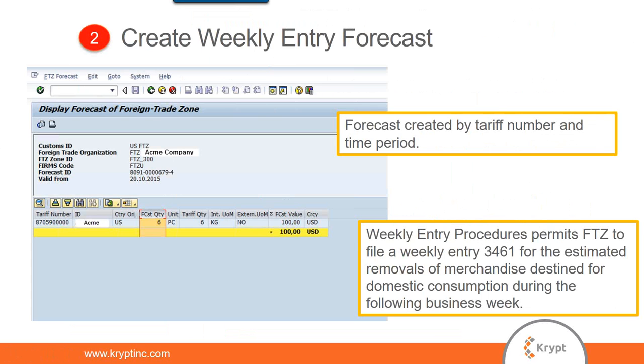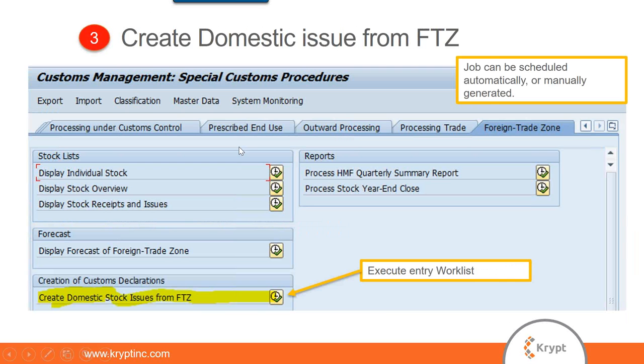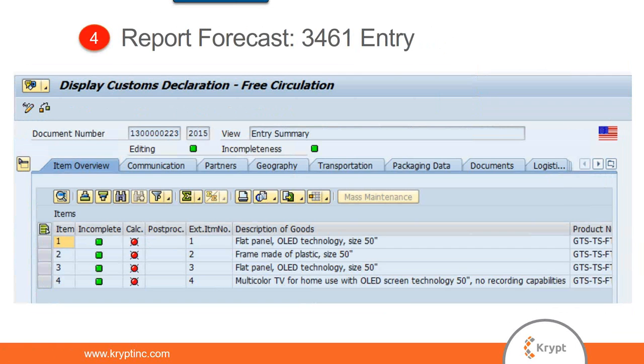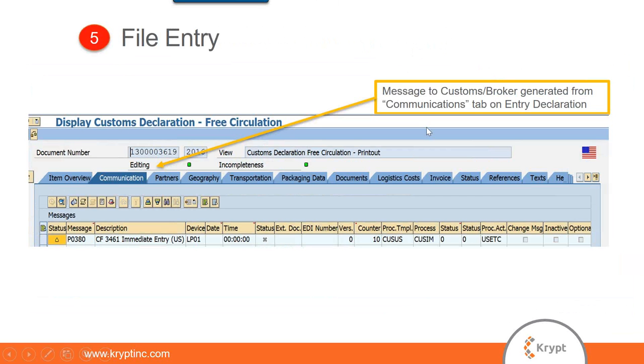Okay, so the first step in this process is to create your forecast. You create a forecast document for the week, and this forecast is at the level of the tariff number. So it's not at an individual material level, it's at the level of your tariff number. Process issues, and then you're able to generate the 3461 forecast entry. You can file it with customs by launching this transaction to send an EDI message to your broker or to customs.